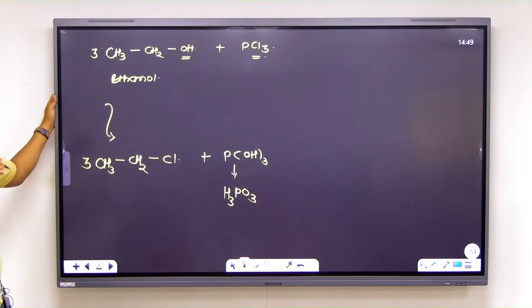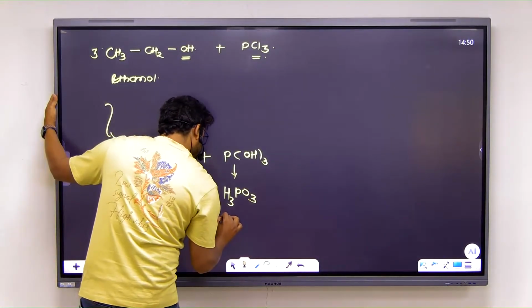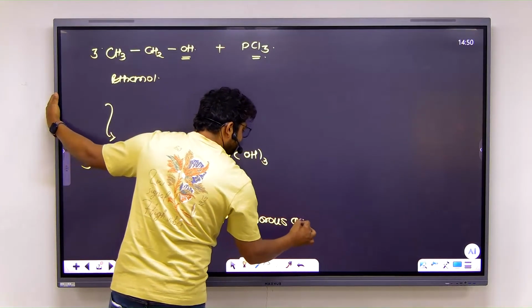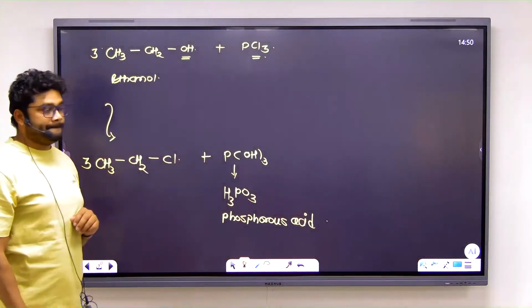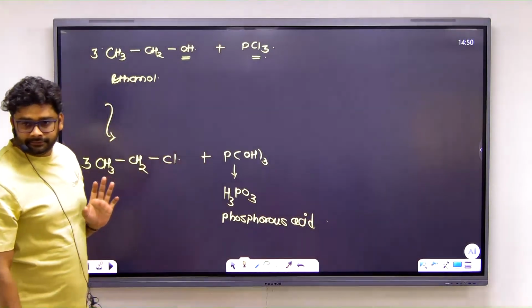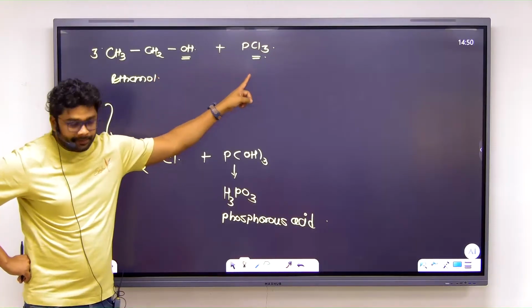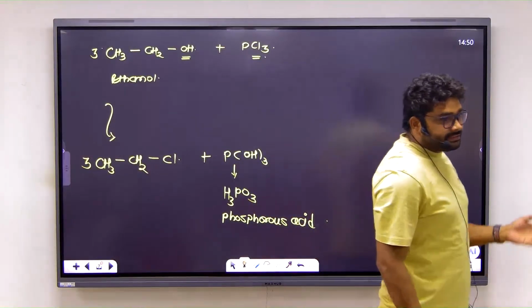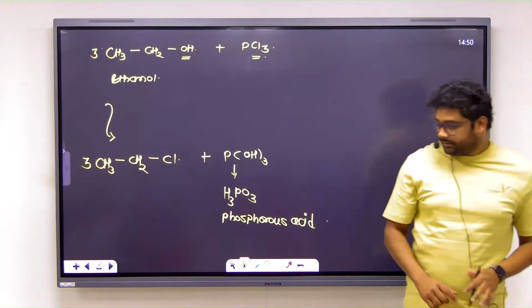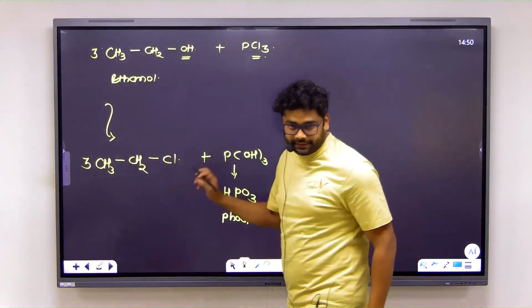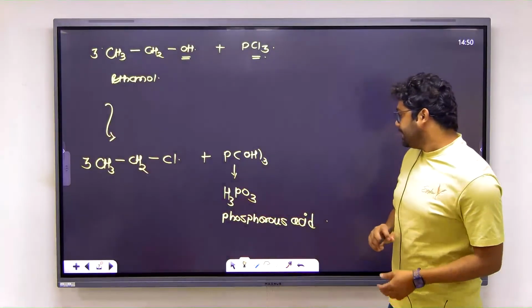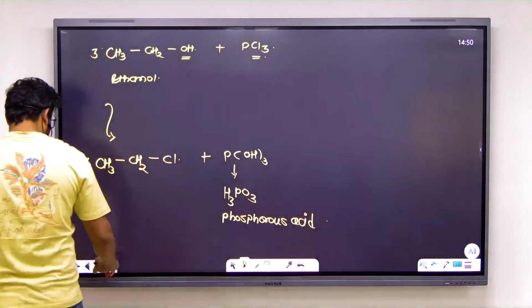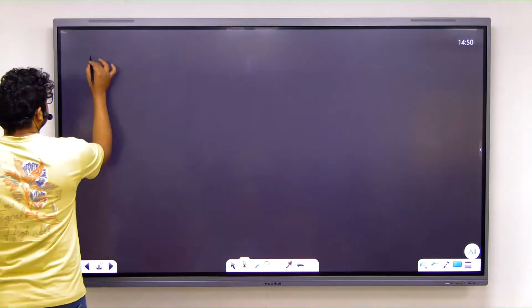This compound, H3PO3, is known as phosphorus acid. Simple reaction. Whenever there is PCl3, take it 3 times and replace 3OH by 3Cl. The major product is chloroethane, and the byproduct is called phosphorus acid. You can continue with a number of examples for better understanding.